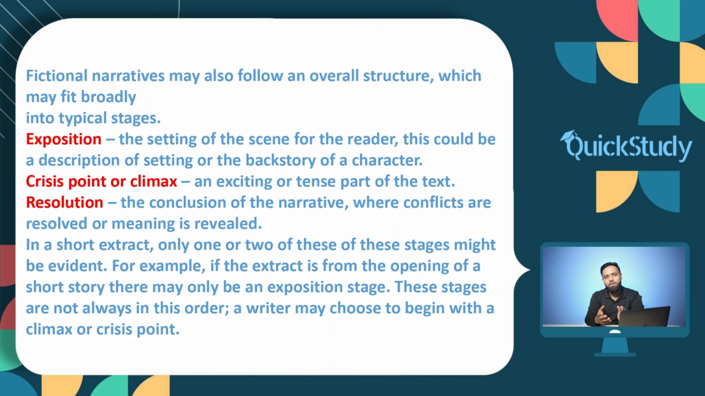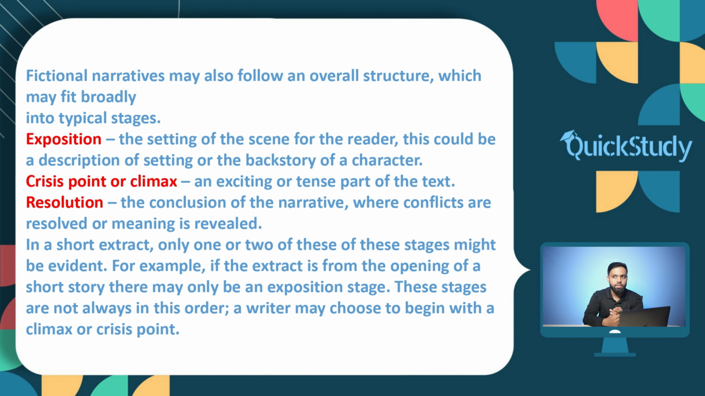Fictional narratives could also follow an overall structure, which may fit broadly into different stages. For example, exposition is the setting of a text. It could be the setting of a place or the background of a character. Crisis point or climax, on the other hand, is an exciting part of the text where the tension is created. Resolution is the conclusion of the narrative or where the secret is revealed. For example, we created a suspense in the second paragraph, but we revealed the actual story of that suspense in our fourth paragraph. This is resolution.